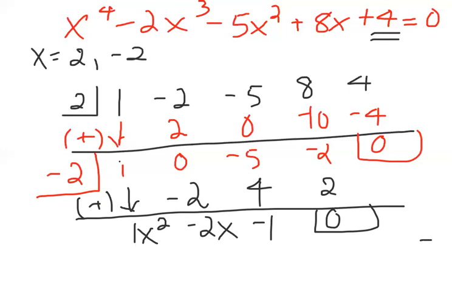So now, guys, I am going to solve the 2nd degree equation so I can find the remaining zeros. So I'm going to take that x squared minus 2x minus 1, set it equal to 0, and solve. Is this a good candidate for completing the square?